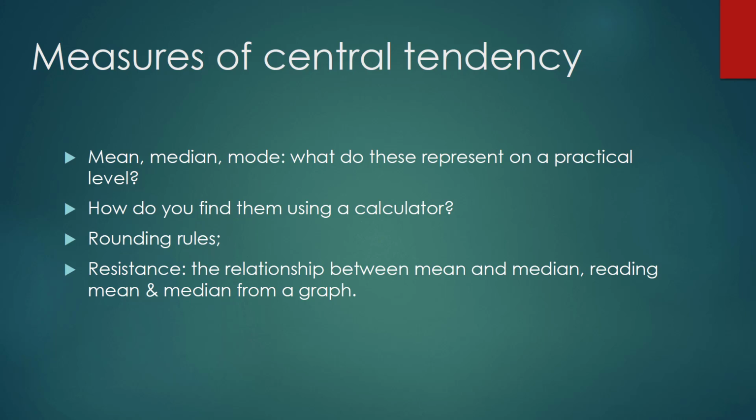As far as what they represent on a practical level, it's just like the title says, they are measures of central tendency, meaning we use those to find the middle of a data set. Something else that we want you to know, aside from the definition and where to find them on the formula card, is how to find them using a calculator. So let's talk about that. We'll show you an example here.